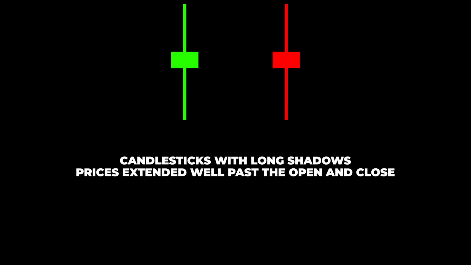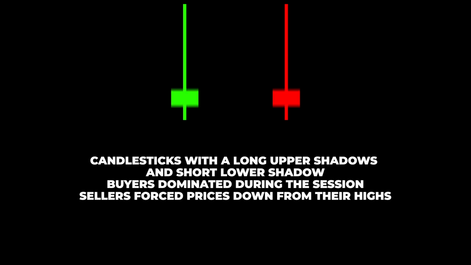Candlesticks with long shadows show that prices extended well past the open and close. So a candlestick with a long upper shadow and short lower shadow indicates that buyers dominated during the session, bidding prices higher, but sellers ultimately forced prices down from their highs. This contrast of strong high and weak close resulted in a long upper shadow.